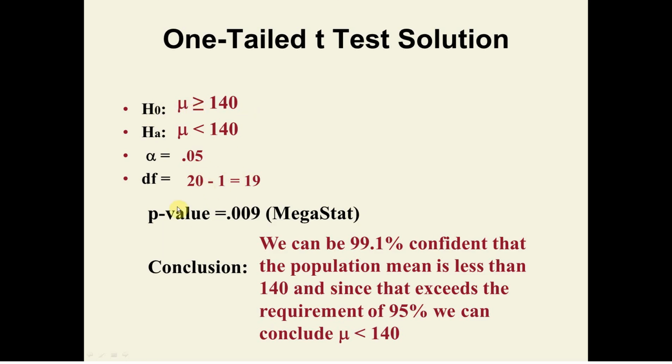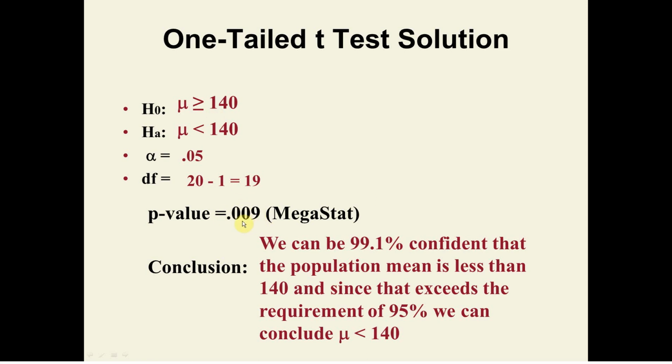Now, in Megastat, to do the t-test, it's going to have to calculate the degrees of freedom. For the t-test, the degrees of freedom is just one less than the number of sample points. I have 20 sample points, and one less than that is 19. If I run this through Megastat, you'll see that I get a p-value of 0.009.